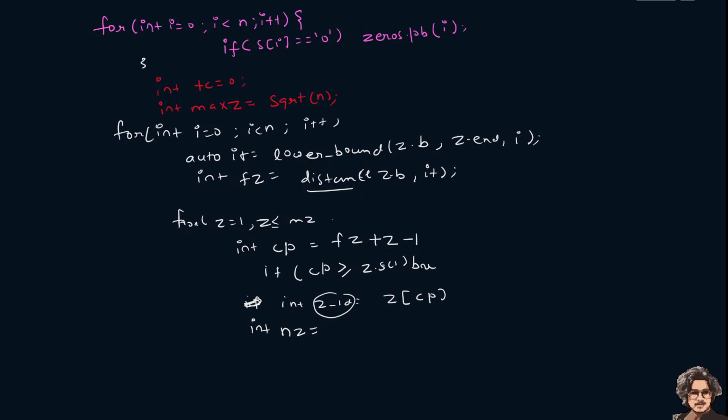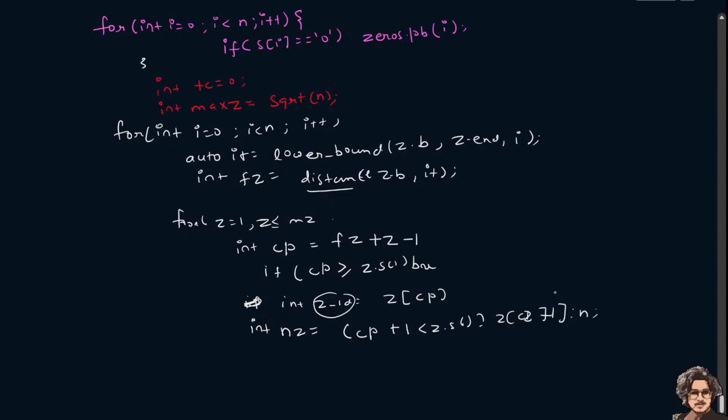So next 0 is equal to current position plus 1, that is less than 0 dot size. Okay, so that one gave me a 0 of current 0 plus 1. Okay, otherwise n.